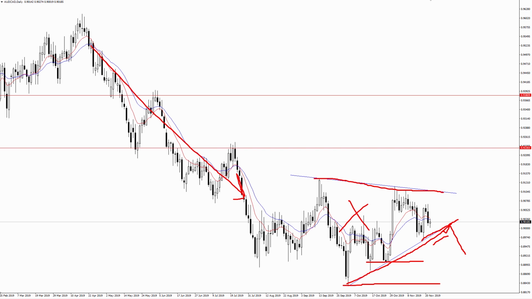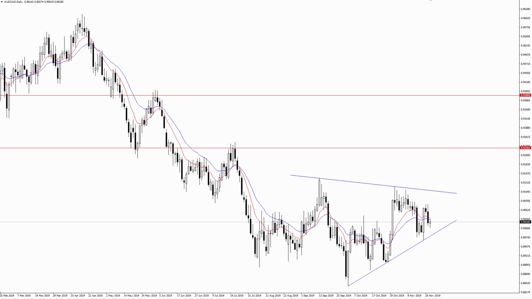So the key here is going to be to see which way this pair breaks. Remember that a close above this trend line or neckline could expose higher levels, including 92.30, whereas a close below this support would signal weakness and could expose some of these lows down here or even the year-to-date low.